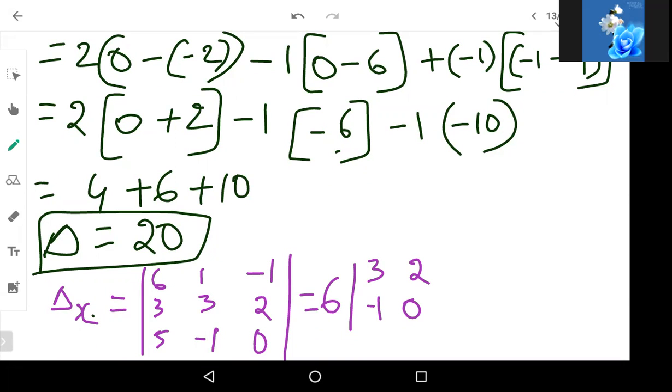Very good. Now, next. What should be the next number? Is it 1 or minus 1? Don't forget the positional sign. The positional sign is plus minus plus. So it should be minus 1. Okay, minus 1. What is the determinant? What should be the determinant now? That is the minor.